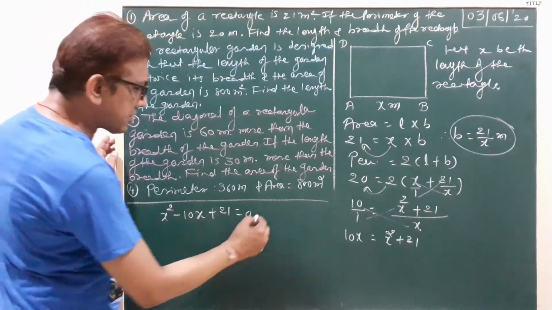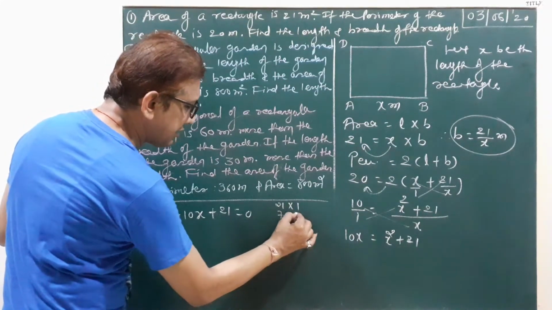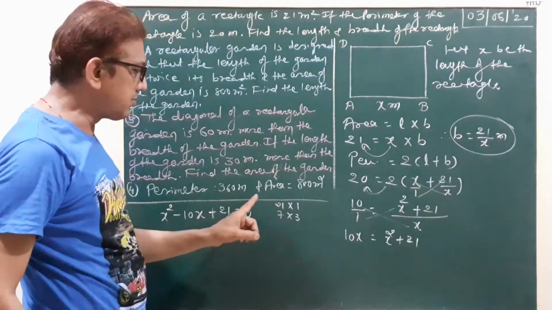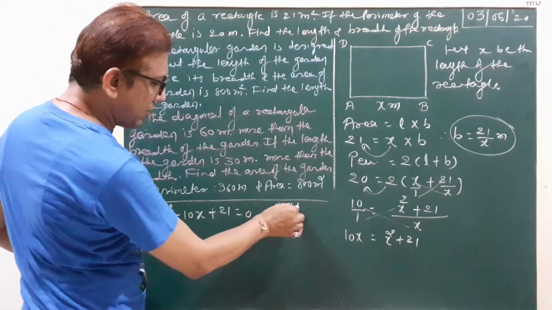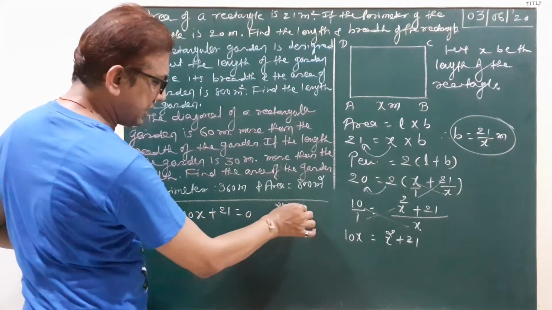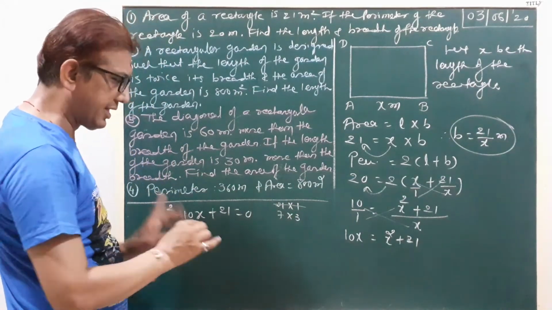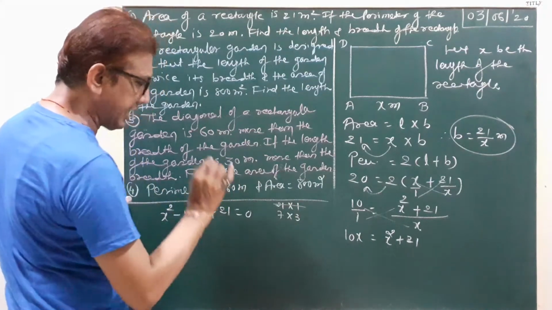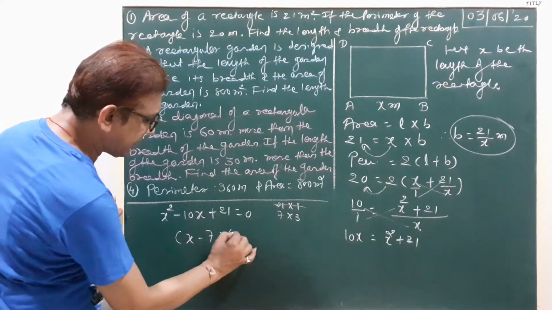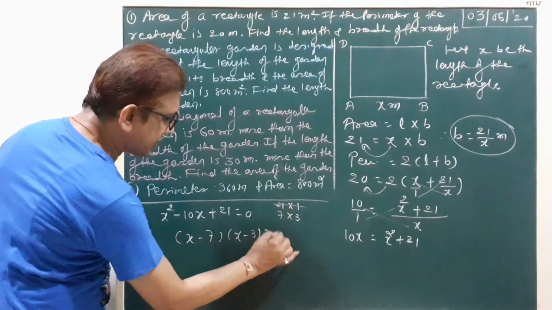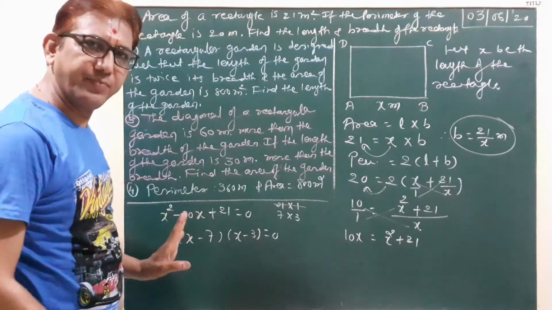Now splitting the factors of 21. 21 ones are 21 and 7 threes are 21. This is possible only with two factor pairs. Here the last term is positive, so the sum of these two numbers is the middle term. 21 plus 1 is 22, not possible. Here we need 10, so 7 plus 3 is 10. So we factorize directly: x minus 7 and x minus 3 equal to 0, because the last term is positive, so both have the same sign.